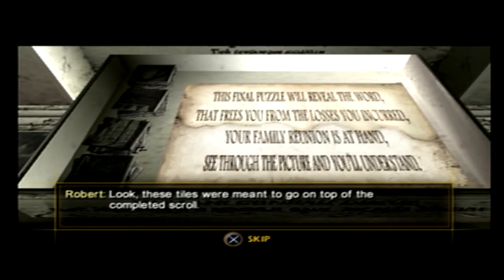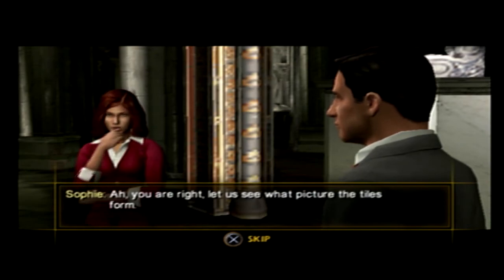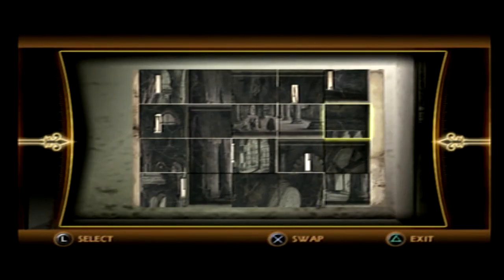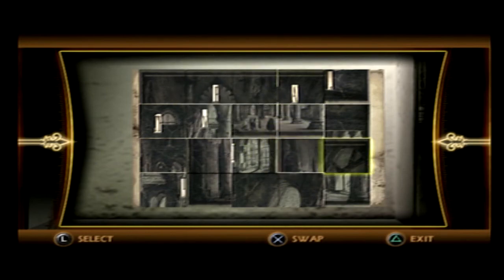Look, these tiles were meant to go on top of the completed scroll. Ah, you're right. Let us see what picture the tiles form. Oh, of course. Well, that's clearly a corner. Ooh. Hey! Look at that.